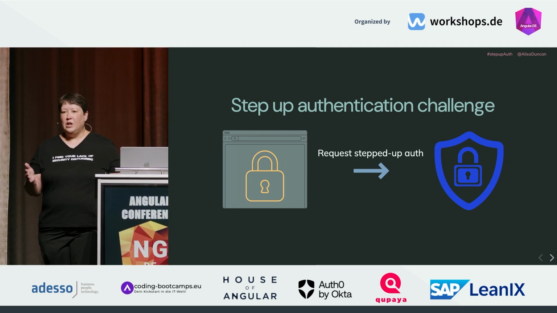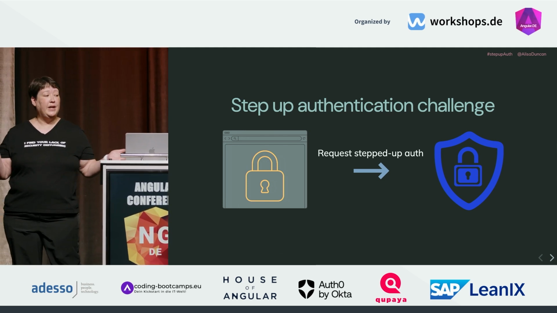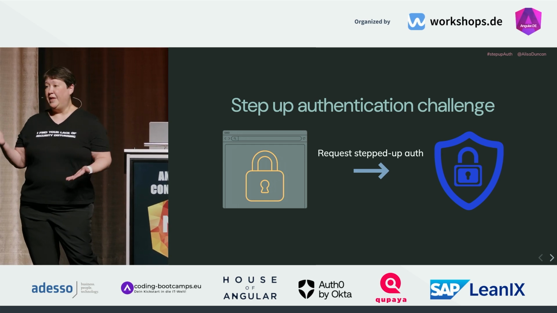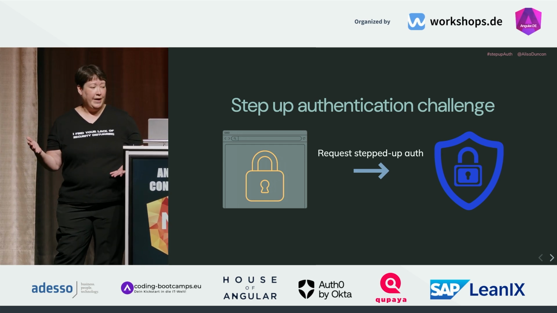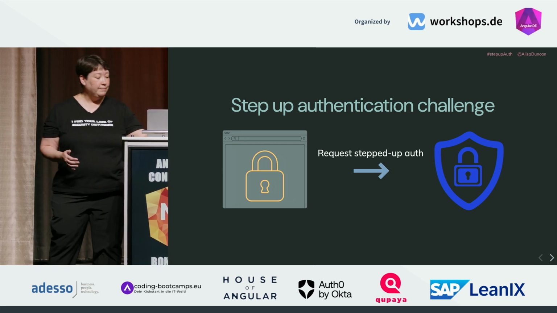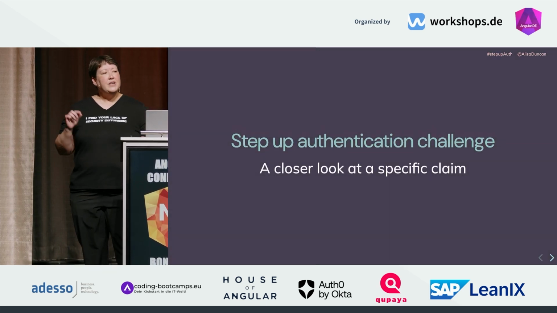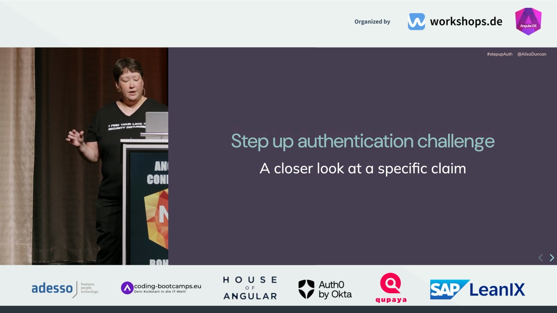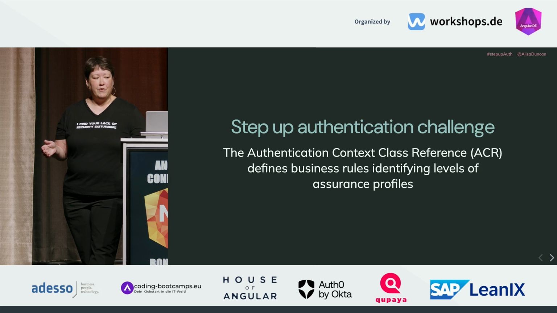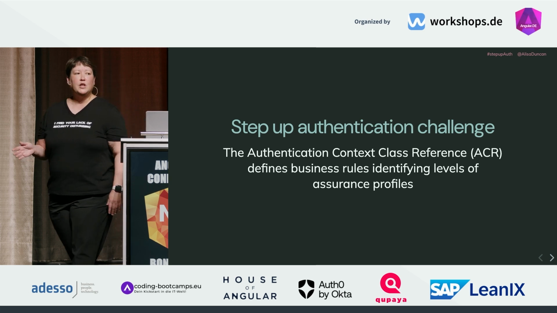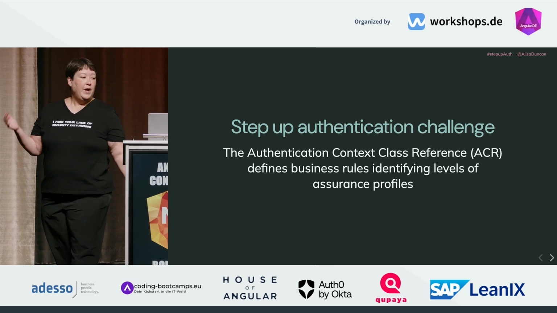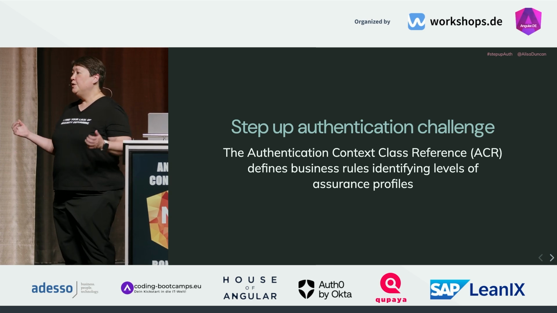How this works is your client application can conditionally send the user back to sign in on that authentication page from your identity provider and request a stepped-up authentication level. And it does this using a particular claim in the JWT. It's called the Authentication Context Class Reference, or ACR claim. And the ACR claim defines business rules that are required for identifying levels of the assurance profiles.